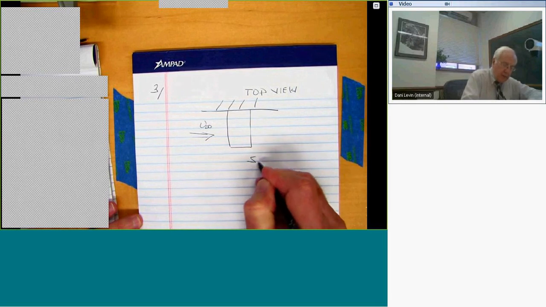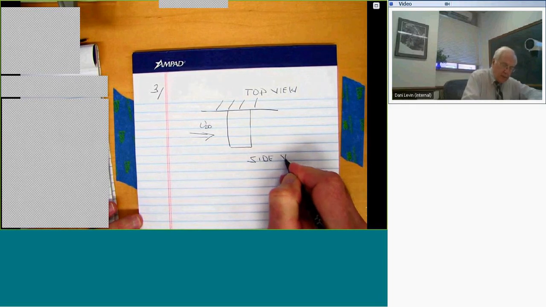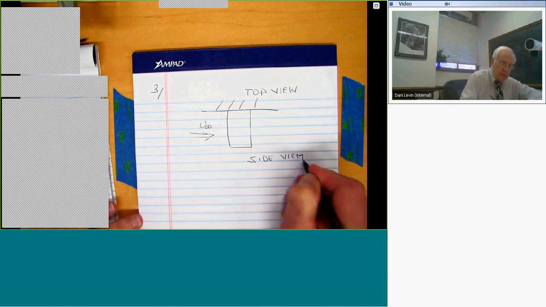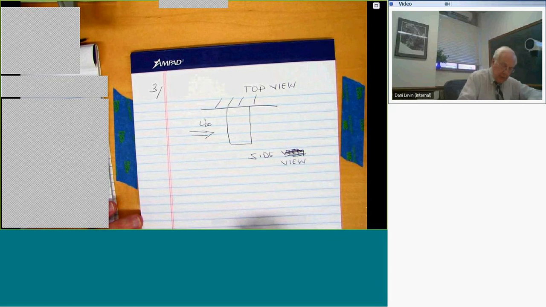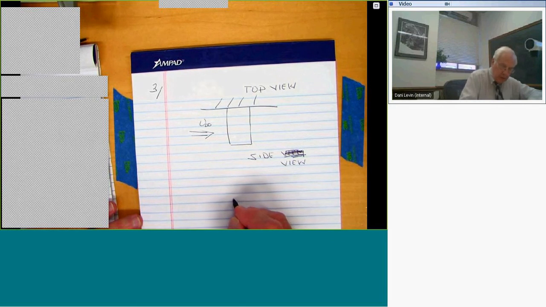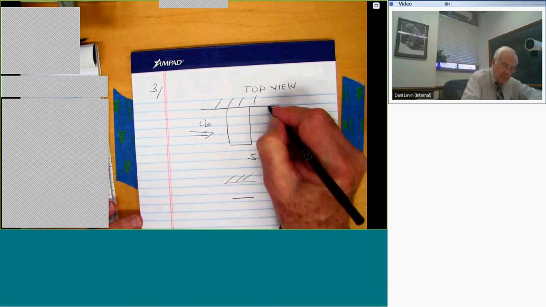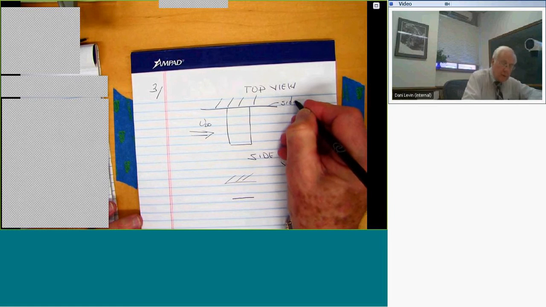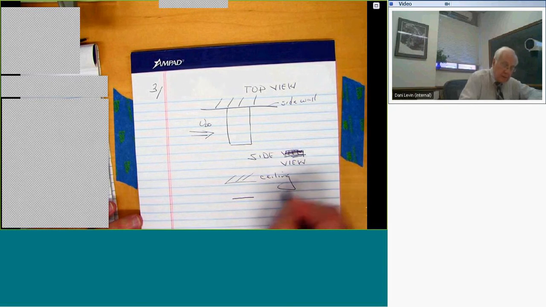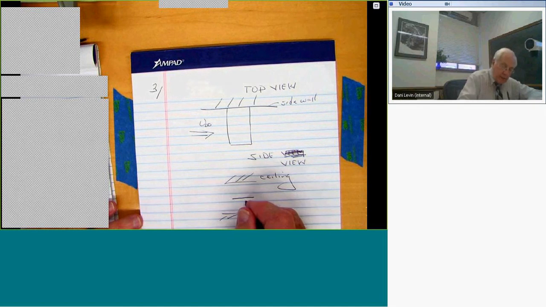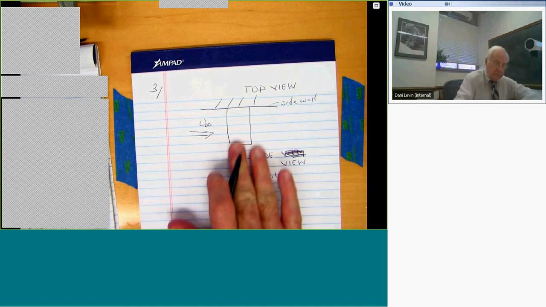If I look at this from the side, side view, then it just looks pretty boring, right? It's just this. Although, here's the ceiling. If you will, this is the side wall. This is the ceiling. And of course, there's a floor. And this is just the edge on view.